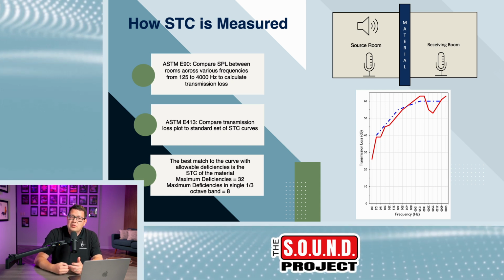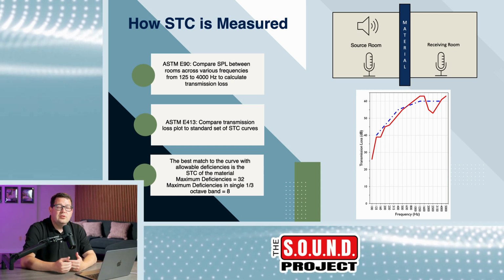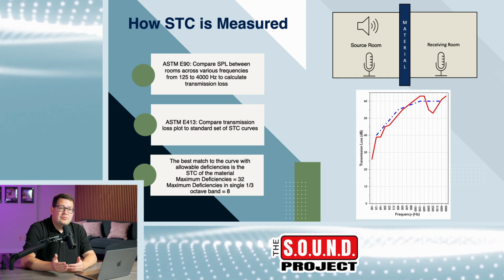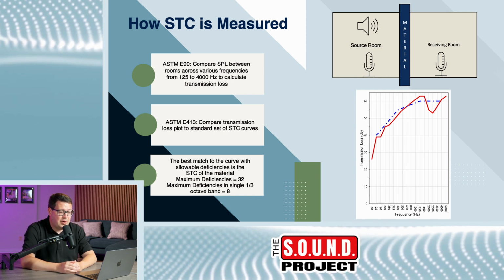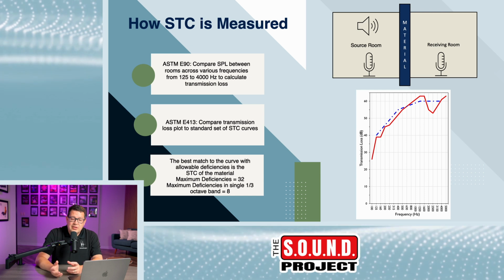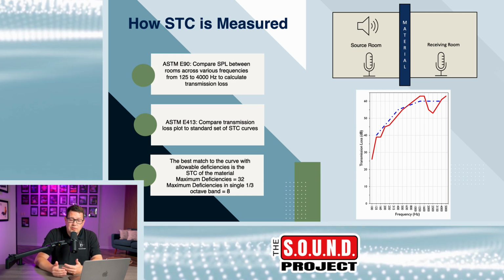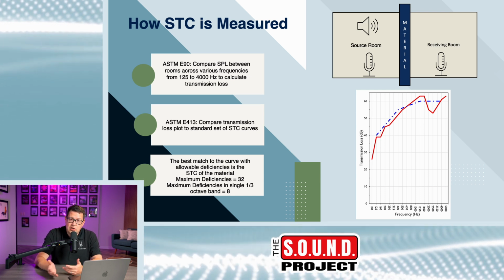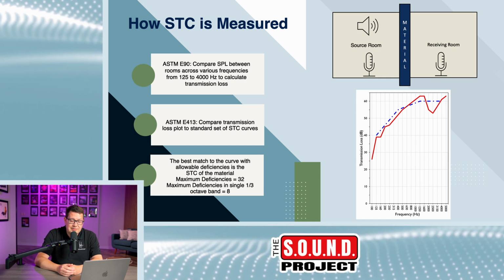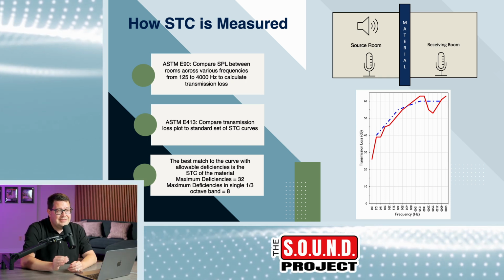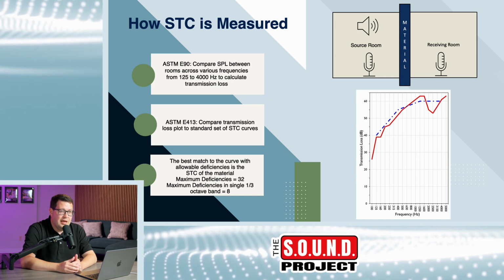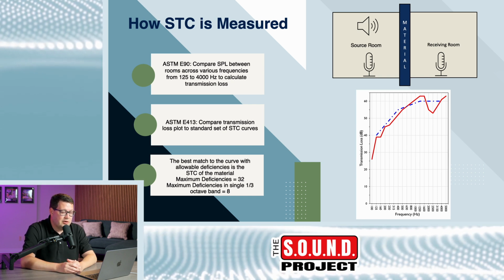So you have the source room, you take measurements in there, you have the receiving room, you take measurements in there, and then that gives you your transmission loss values, like how many decibels is blocked across that partition. What you do is then you plot these transmission loss values onto a chart like the one that's shown on the bottom right side of the screen right now. And you have different standardized STC curves. So the dotted blue line on this chart is an STC curve.